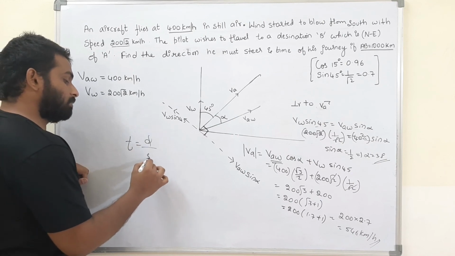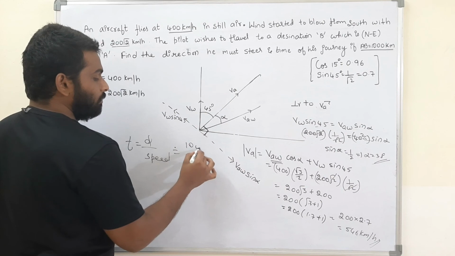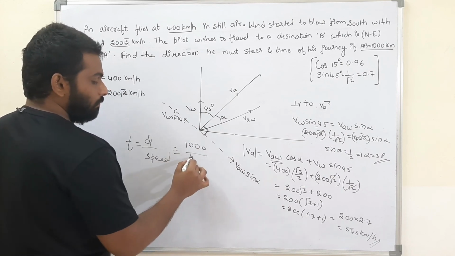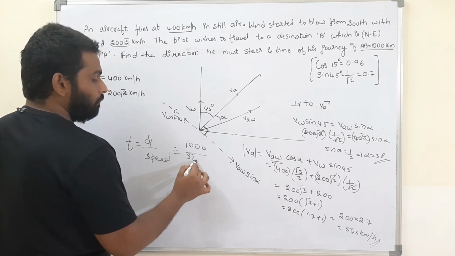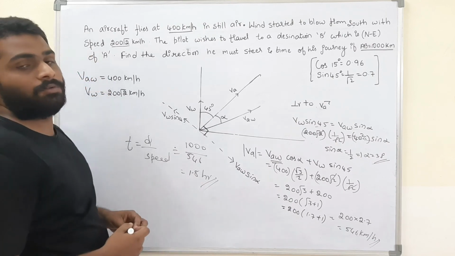What is the time? Time is nothing but distance by speed. What is the distance? 1000. What is the speed? 546. Therefore, 1.8 hours. Same as the previous problem.